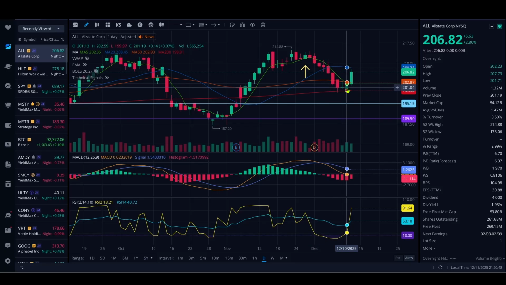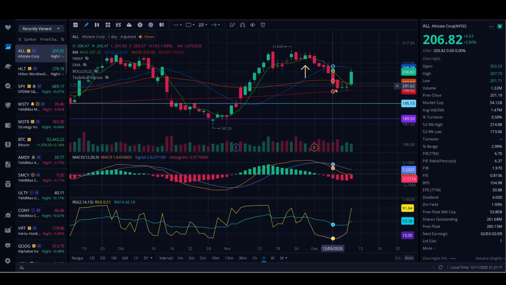And now it was trading sideways, and then today we had a pop. Look at this pop. What a nice move up. It moved up 2.8%, almost a $6 move just today. So what am I going to do, right? What do I do now?